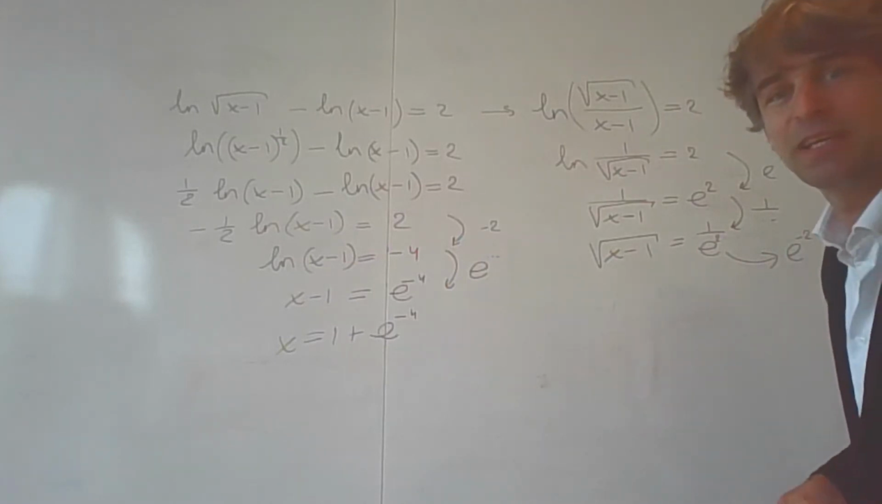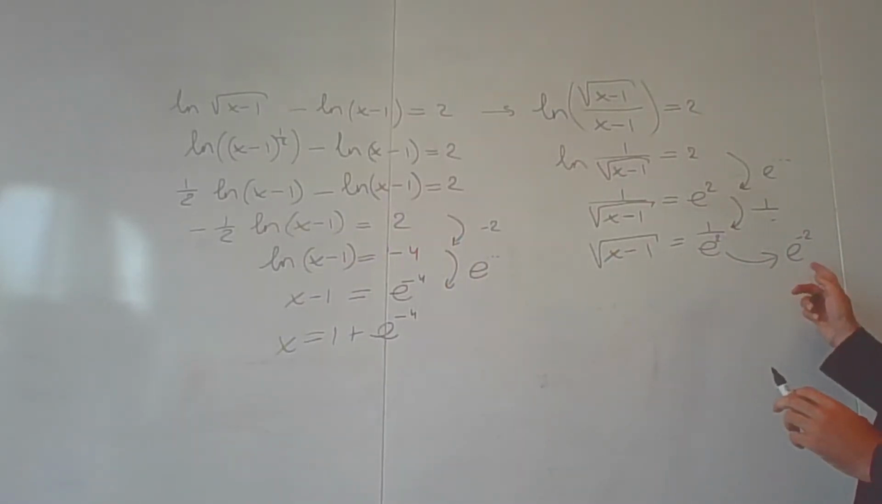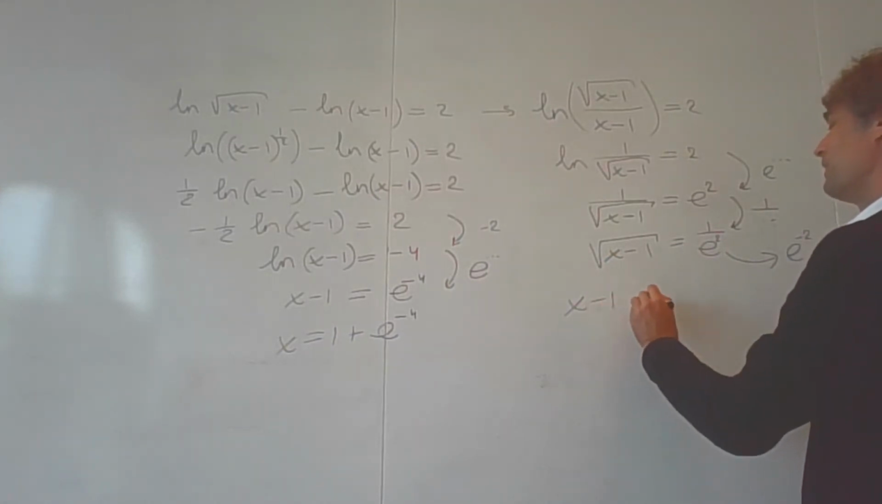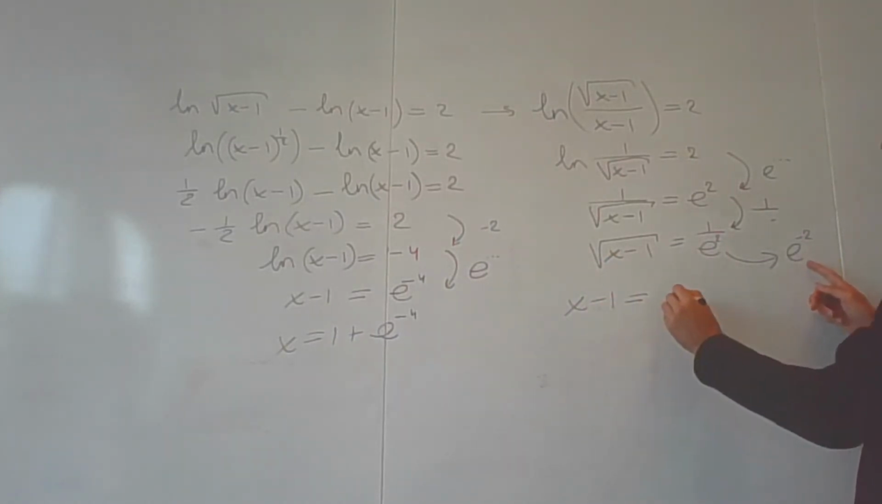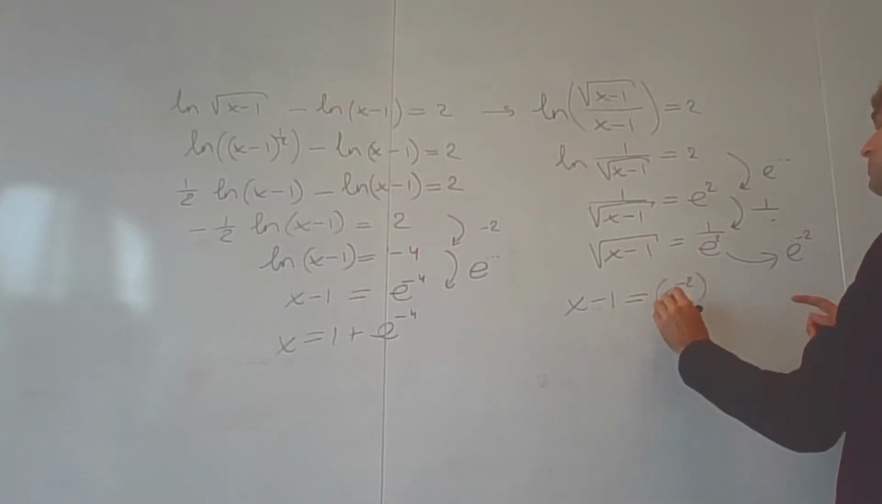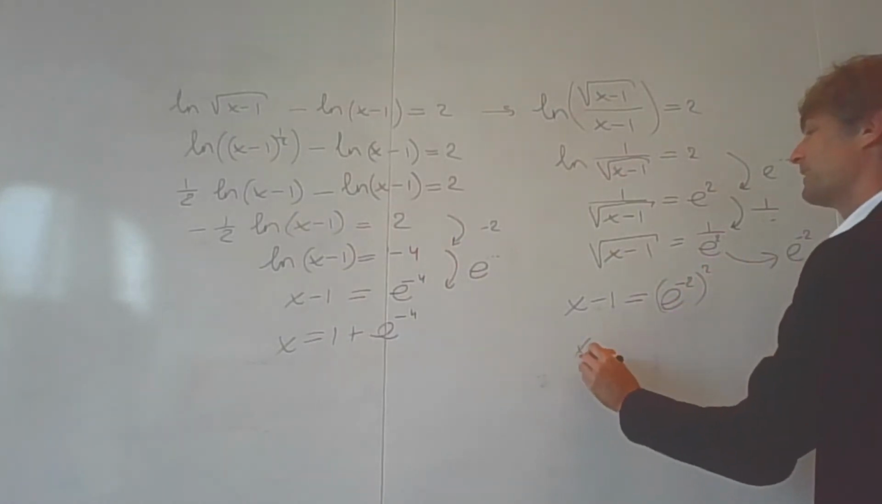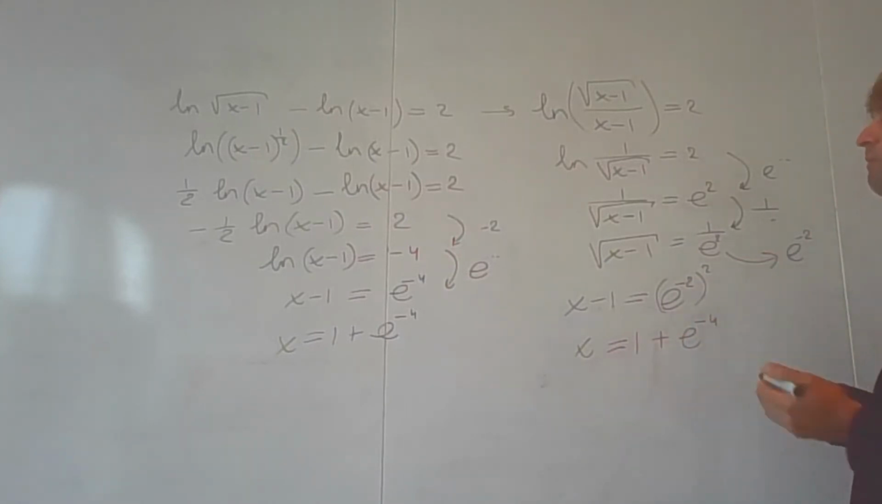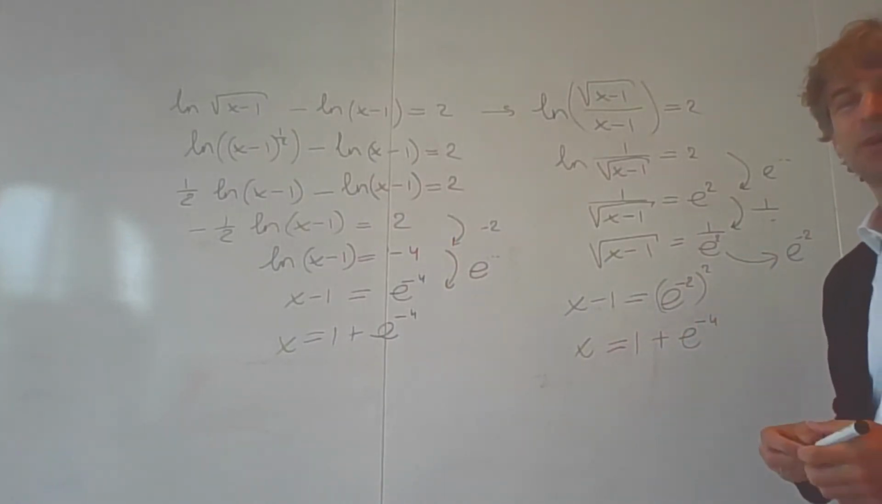I hope this is still in the camera. Yeah, you can still read this. Okay, now I square. So I get x minus 1 equals e to the power minus 2 squared. So x is... I get the same result. 1 plus e to the power minus 4. There you go. Two for the price of one.